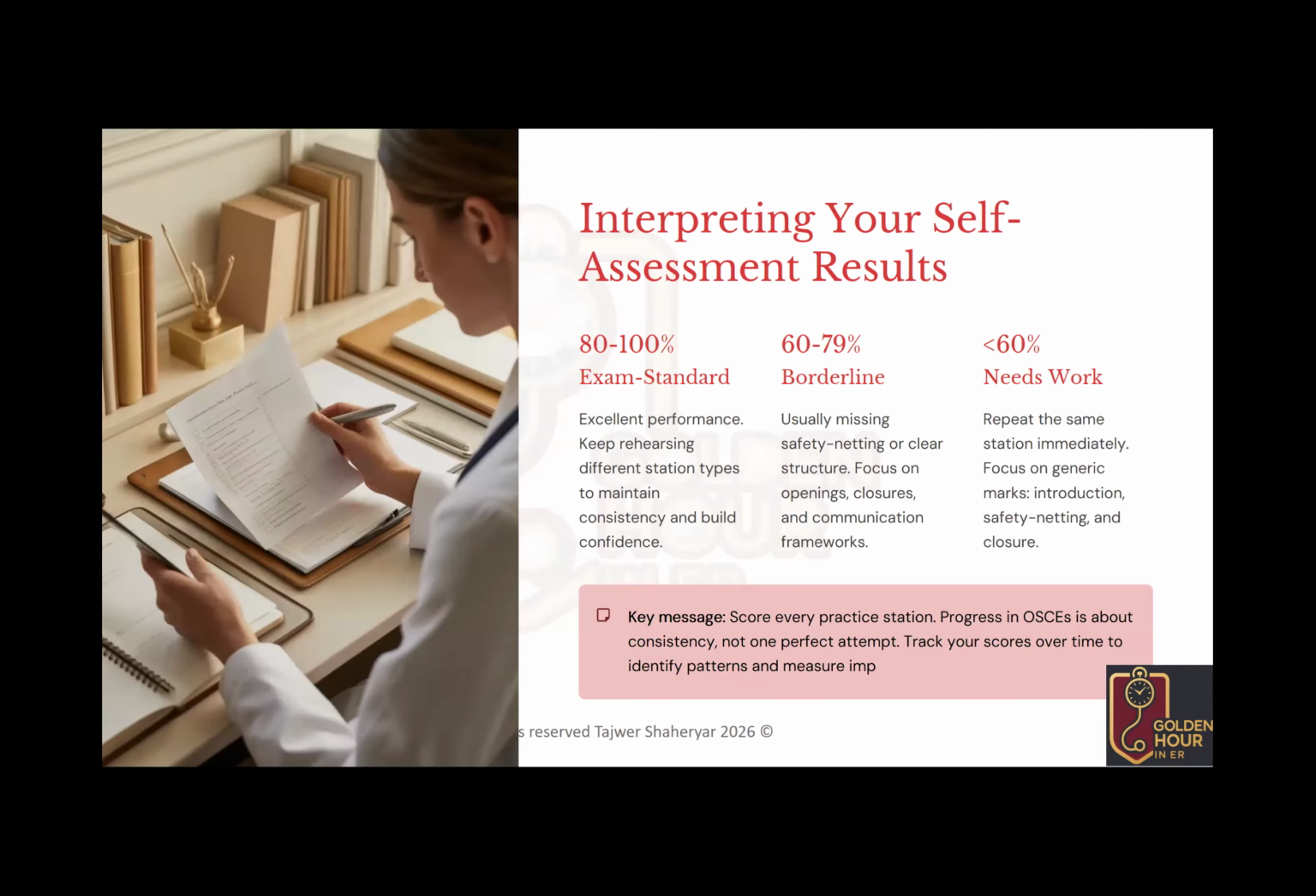So this is your interpretation. 80 to 100% is exam standard, you're doing well. 60 to 79, you're borderline, you're missing a few things. And less than 60% needs work. You need to work on yourself.